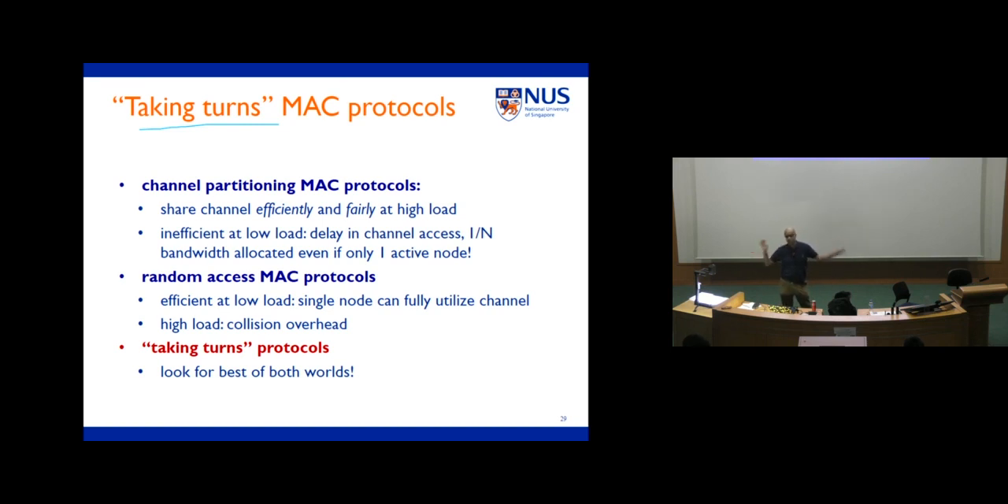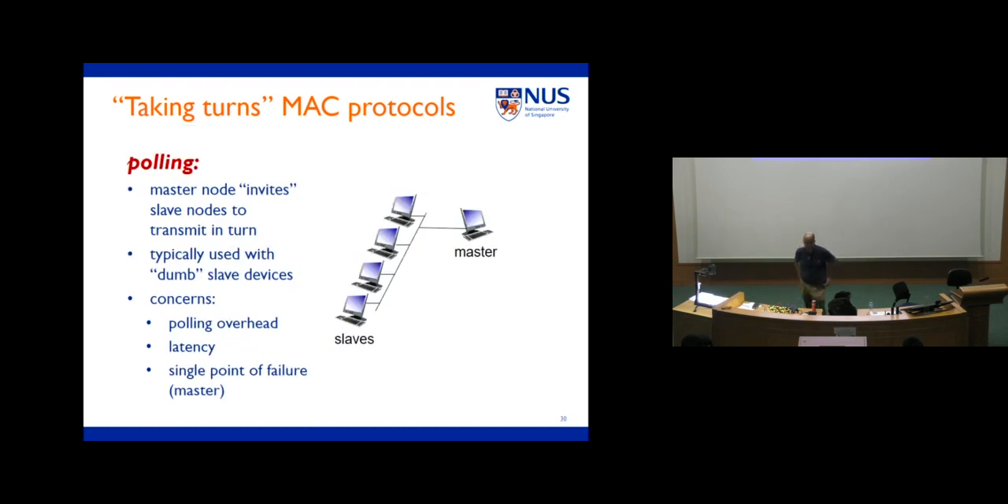Now you say, oh, I want the best of both worlds, right? So then what do you do? You go to these taking turn protocols. Okay? And how does this taking turn protocol work? There are 2 common options. The first one is called polling. Okay? And here you have one master node. This takes care of basically controlling the network. And then you have these devices or nodes, which we call the slaves. Right? And the idea is that the master would invite the slave. So you cannot transmit on your own. Only when the master tells you, that's when you get to transmit.